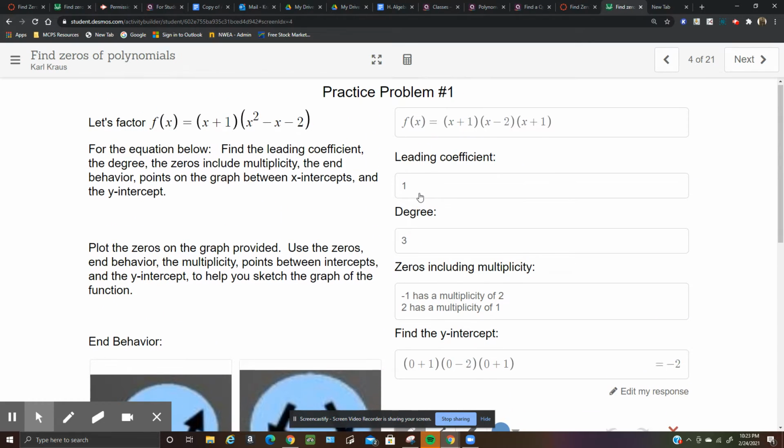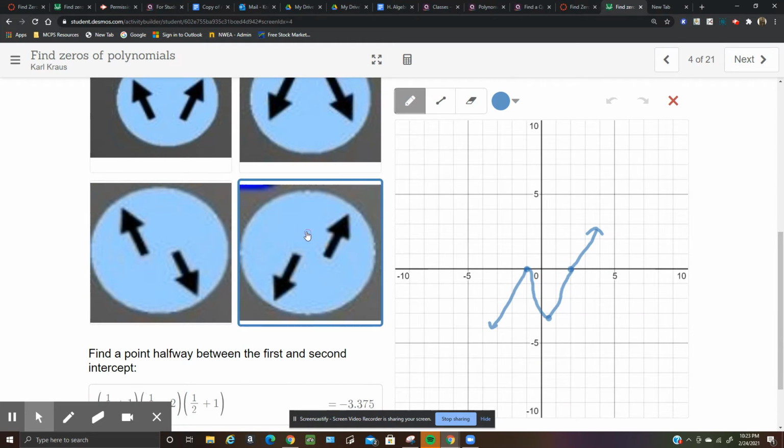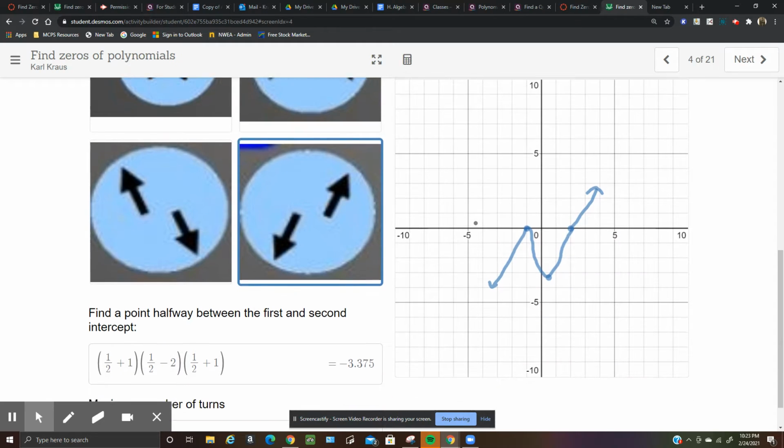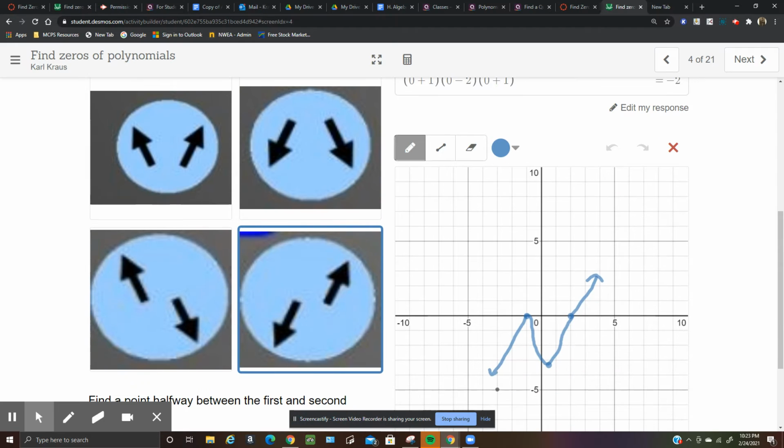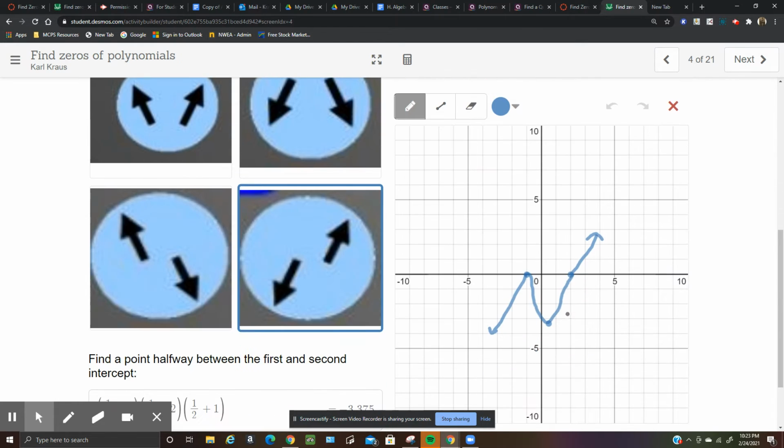Leading coefficient is positive and the degree is odd. So right side goes up and left side goes down. Then I plugged in a 1/2 and got -3.375. So -1 is a 0 and 2 is a 0. And then the maximum number of turns is 2. So since -1 has a multiplicity of 2, it comes up here, bounces off the x-axis, goes through this point that I found. And then 2 has a multiplicity of 1, so it crosses like a line there.